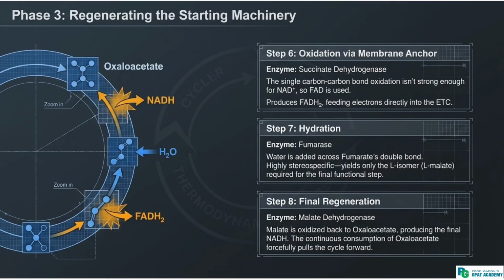Step 6 is the oxidation, that is FAD enters the scene. Enzyme is succinate dehydrogenase. Reaction is succinate is oxidized to fumarate and FAD is reduced to FADH₂. Why it matters? Succinate dehydrogenase is the only enzyme of the cell that is embedded in the inner mitochondrial membrane. It is actually complex 2 of the electron transport chain. The FADH₂ produced feeds electrons directly into the ETC, bypassing the complex 1.